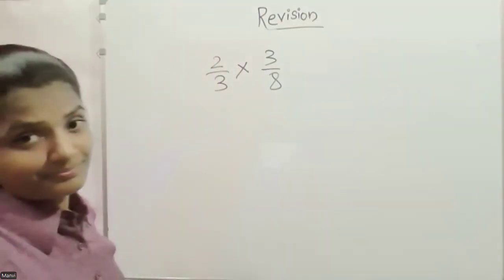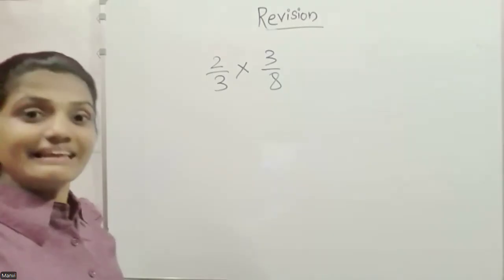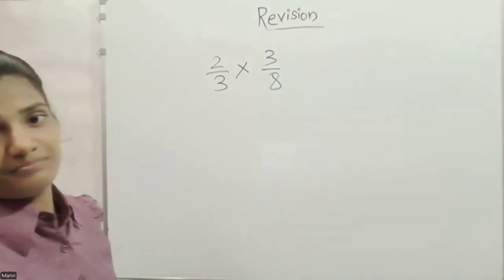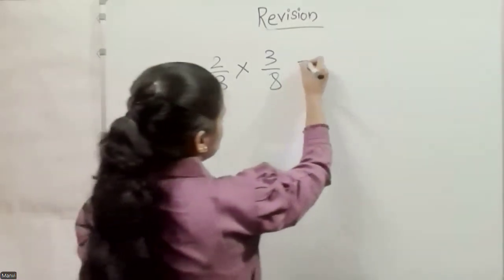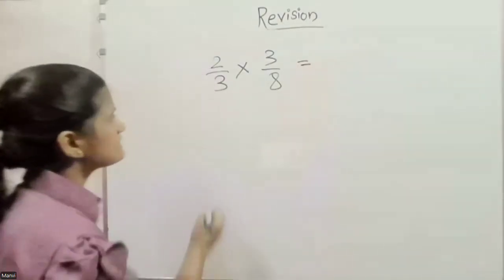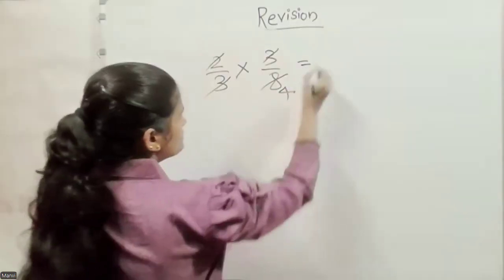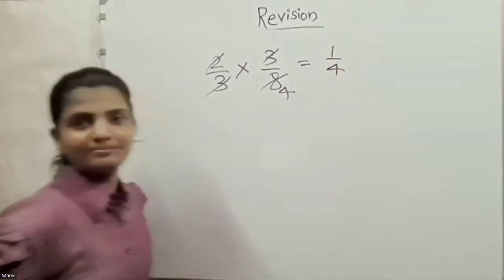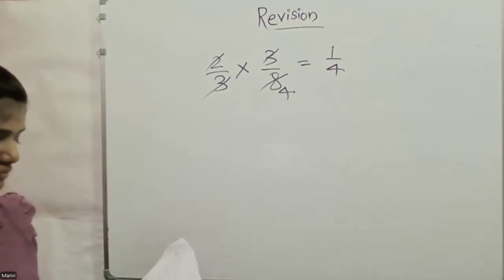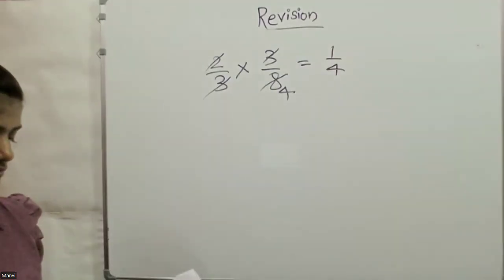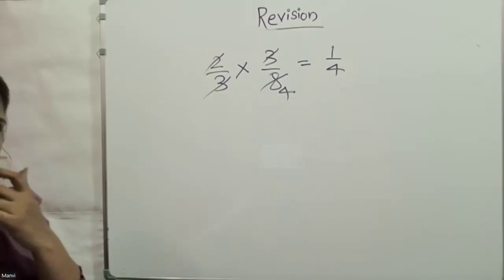Is the answer just 4? Not just 4, sorry. 1 by 4. The answer will be 1 by 4, because this 3 goes with that 3, and this 2 times 4 is 8. So the answer will be 1 by 4. But isn't 3 by 3 divided by 3 is 1? Yeah. So I can do it with 1 by 4.